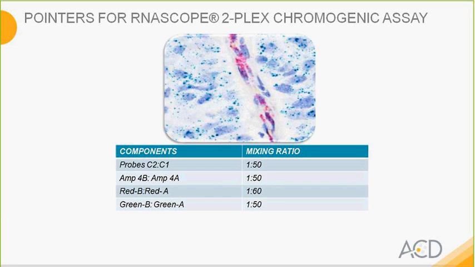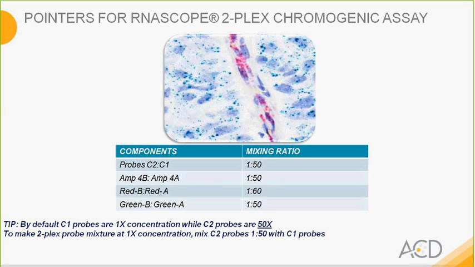In the 2-plex chromogenic assay, the most important note for you is to make sure that your reagents are mixed accordingly. Here is a table of the reagents that you will need to mix for the 2-plex assay. Once you mix, you will simply add the reagents as recommended in the protocol. As a reminder, for the 2-plex chromogenic assay, C1 probes are ready to use and C2 probes are 50x concentrated.